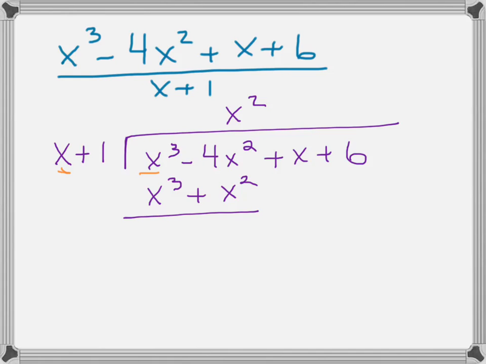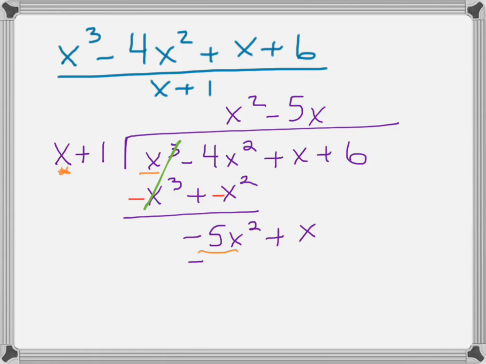Okay, now we're going to subtract. So instead of saying subtracting, we'll just call it changing the signs and adding. It's an easier way to remember it. So we notice that the x cubes are going to cancel out, and then we have negative 4x squared minus x squared, which gives us a negative 5x squared. We bring down our x, and then we ask ourselves, what do we multiply x by to get negative 5x squared? And that would be negative 5x.